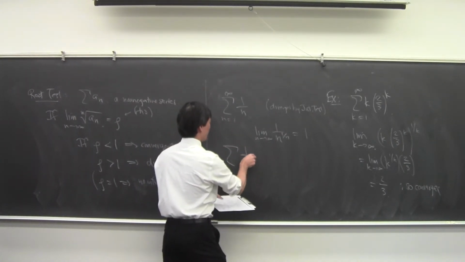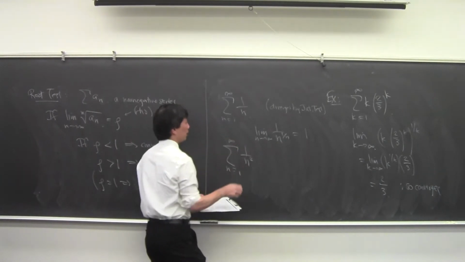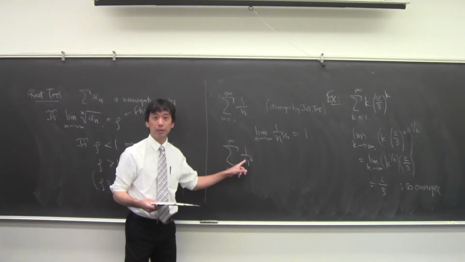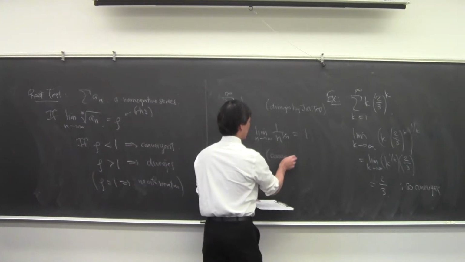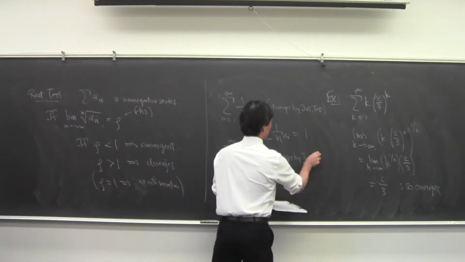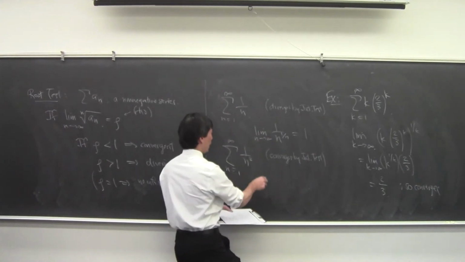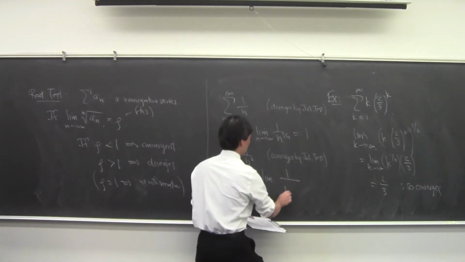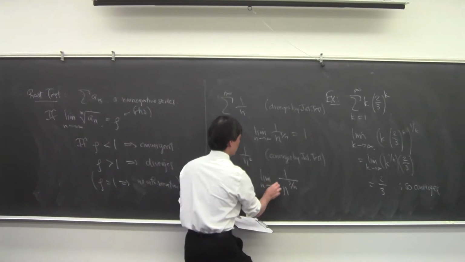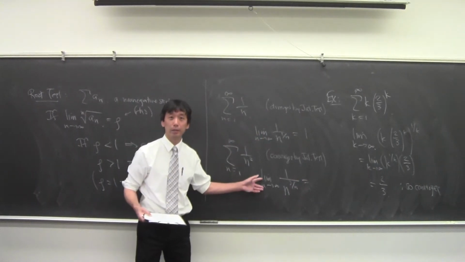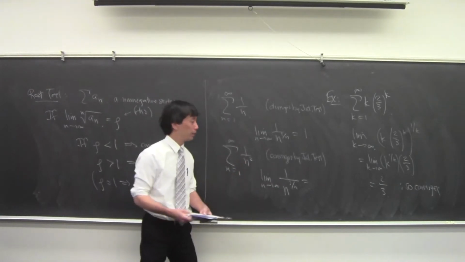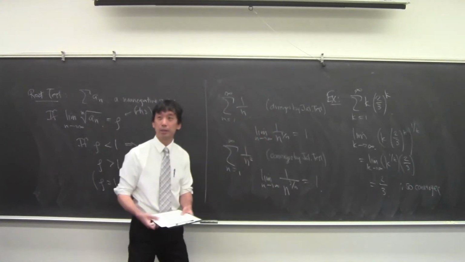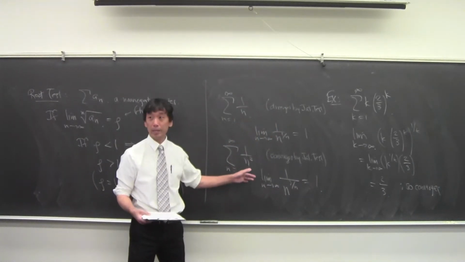In comparison, if we look at the sum of 1 over n squared, what do we know about this thing? Does it converge or diverge? It converges, again, by the integral test. And if we look at this, well, what do we get? This is also going to be 1. Okay, we got 1 again.